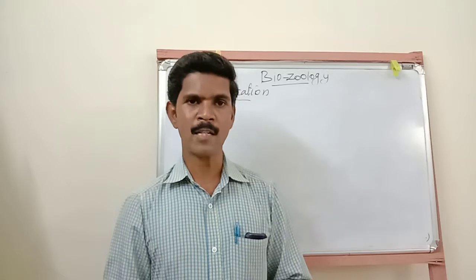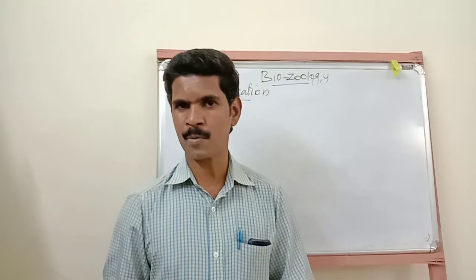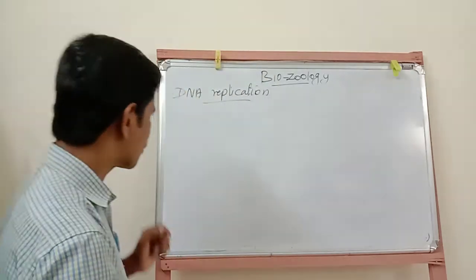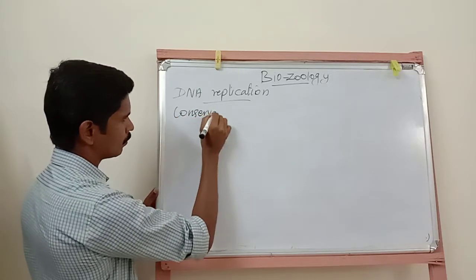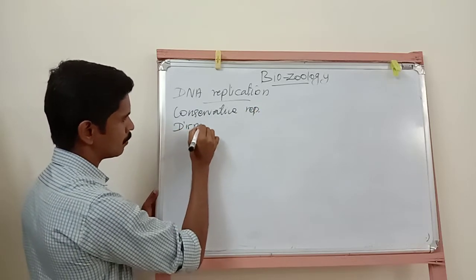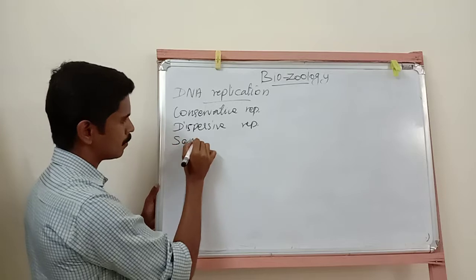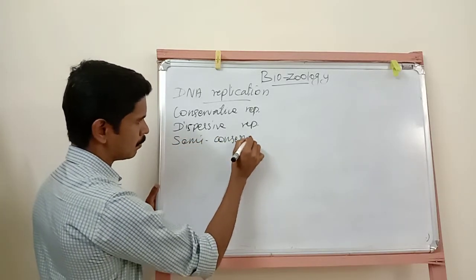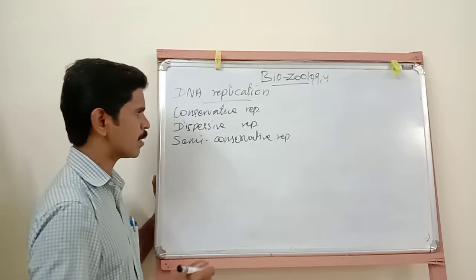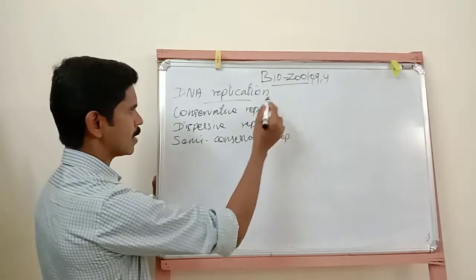Understand all of you? The next point about DNA replication is that there are three types of replication process: conservative replication, dispersive replication, and semi-conservative replication. So first I will explain the conservative replication process.